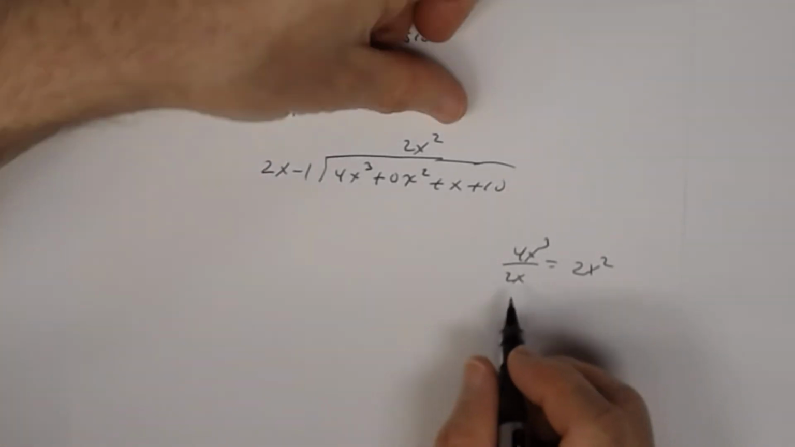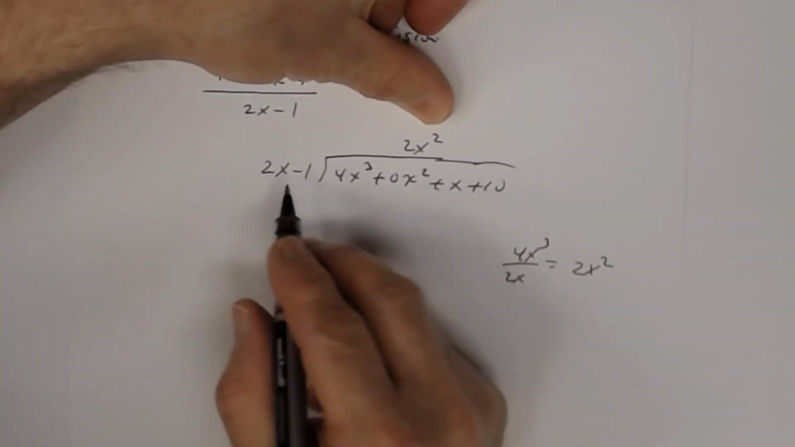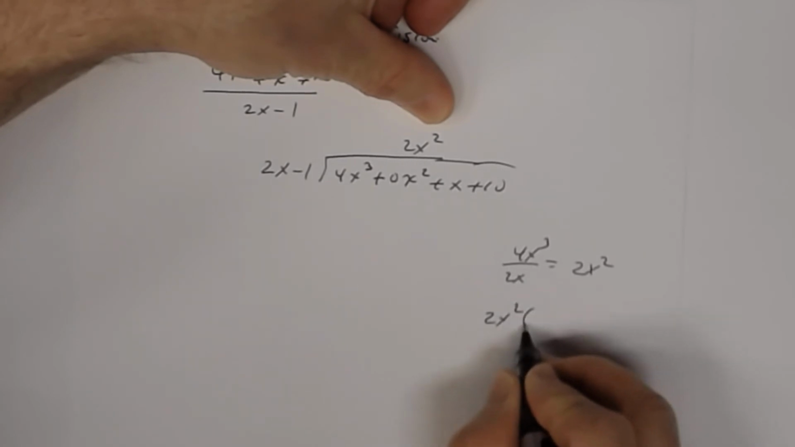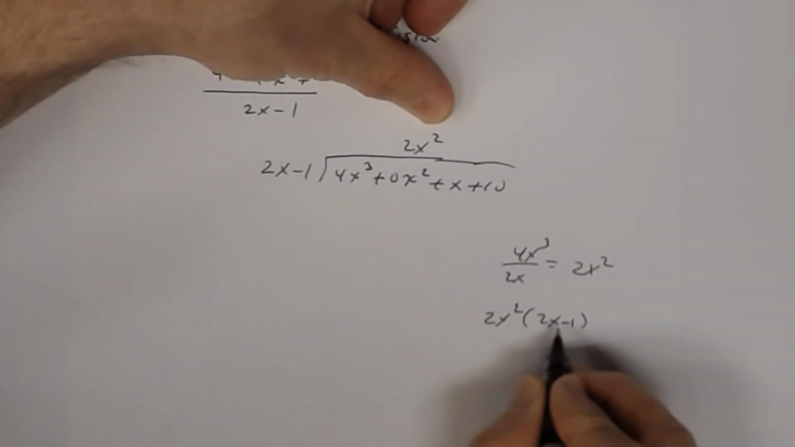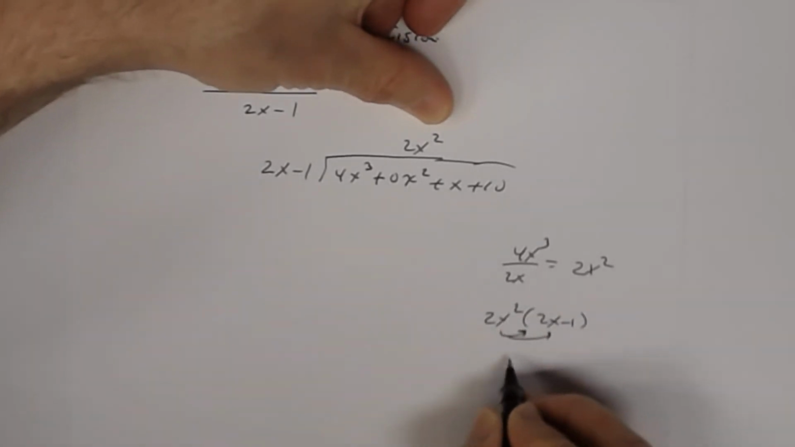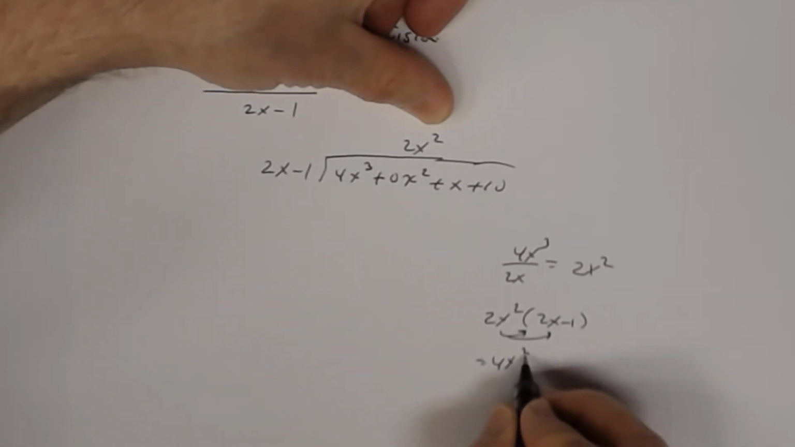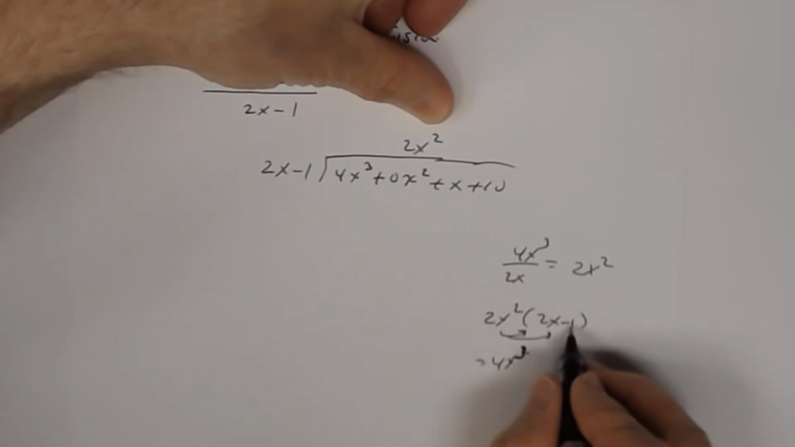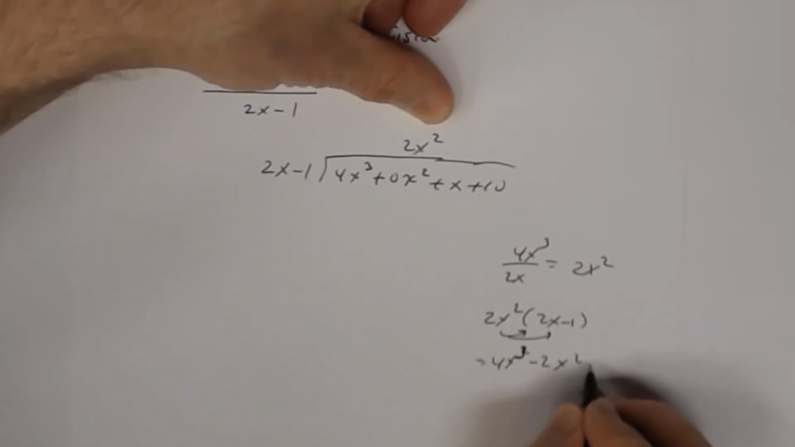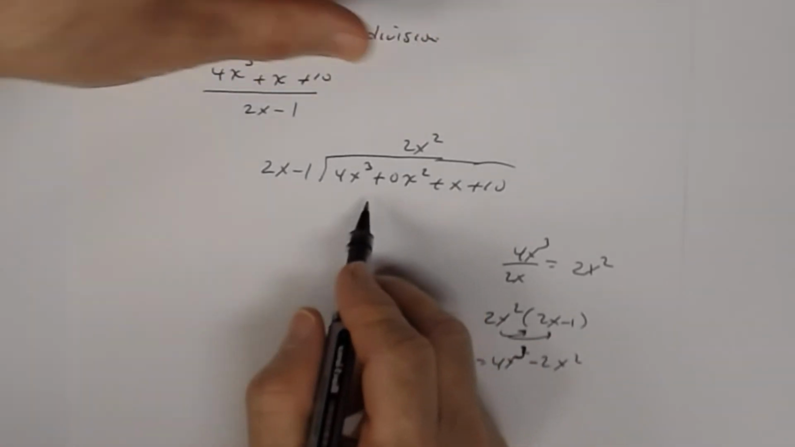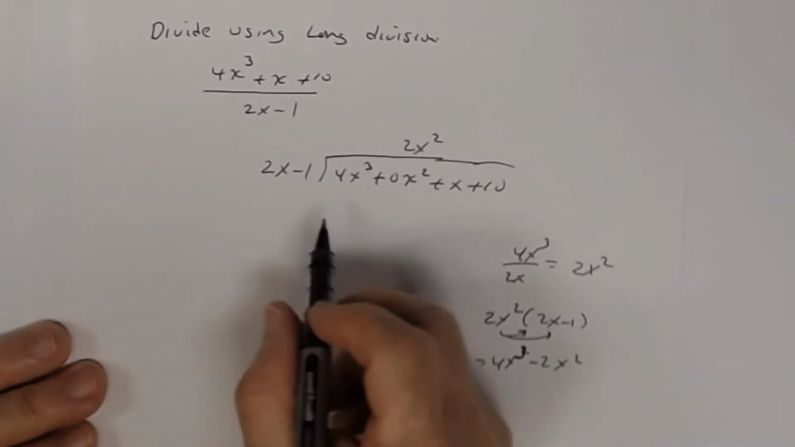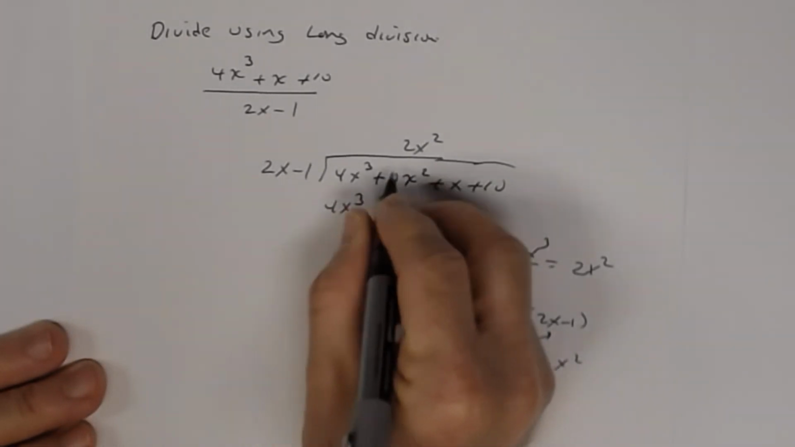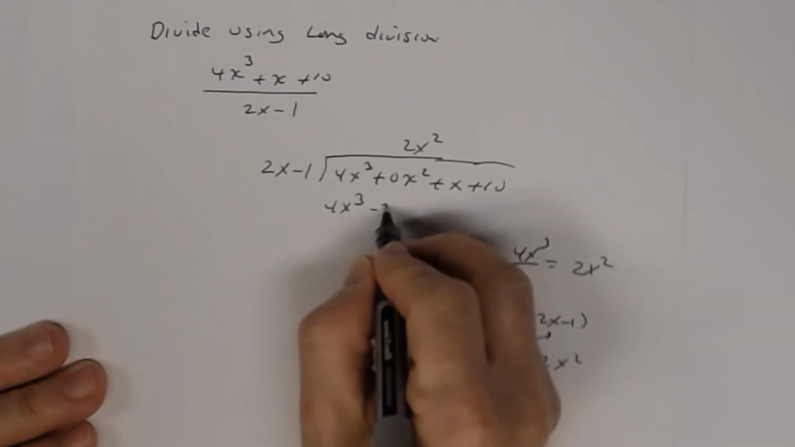Remember, this is what you're saying: you're going to multiply this times your divisor. So 2x squared times 2x minus 1. Mentally, this is what you're doing. 2x squared times 2x is 4x cubed, and then 2x squared times negative 1 is a negative 2x squared. And that's what you're going to put here.